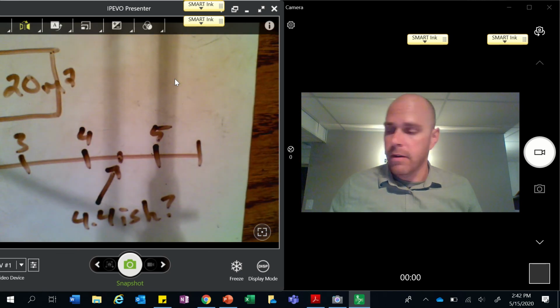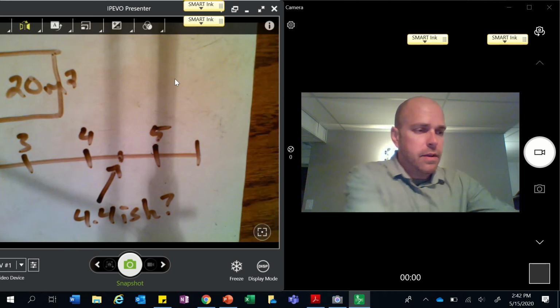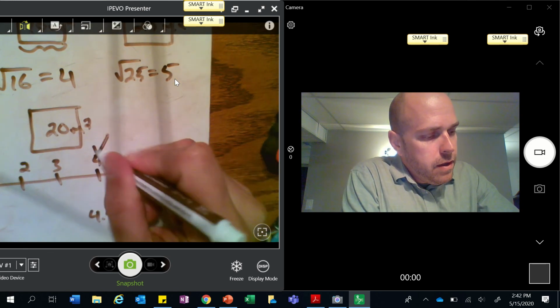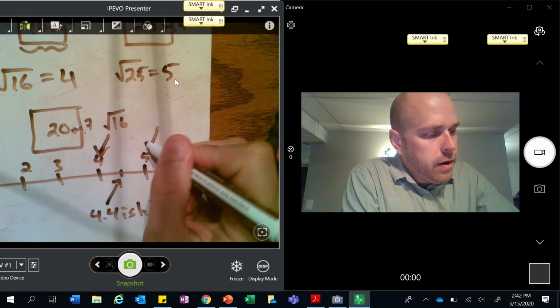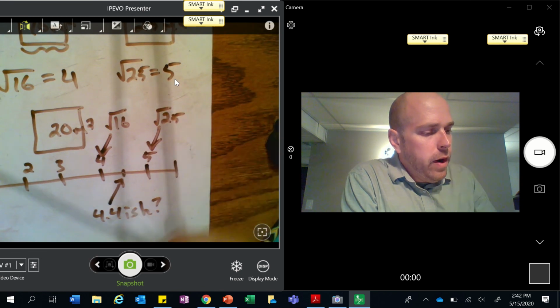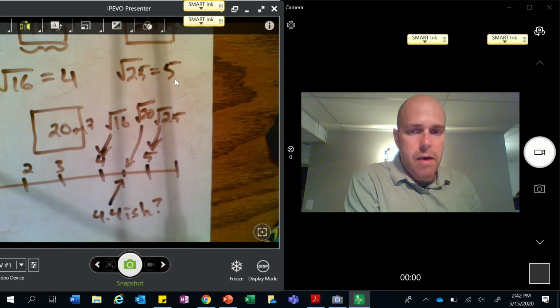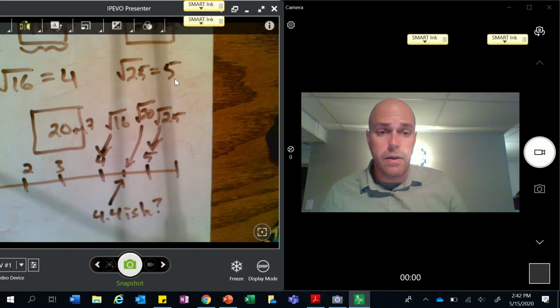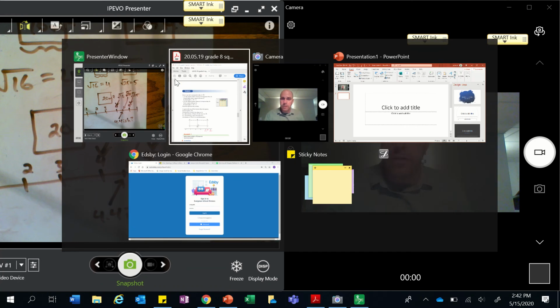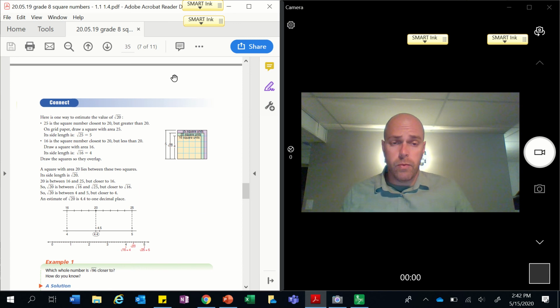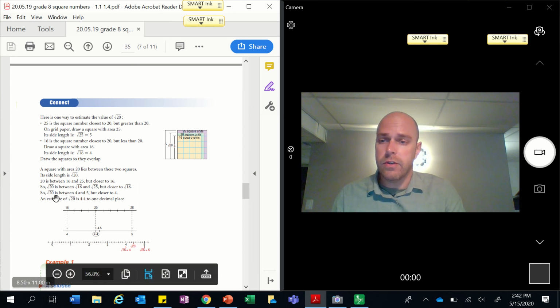I could have been closer, but all I had to do is first think, where is the root of 16? Where is the root of 25? Where is the root of 20 going to be? About there. So I know it's about 4.4-ish. All right, let's go back to the assignment. You can see that 1.4 is much more complicated. Once you've got the meat and potatoes from 1.1, now you're going to your estimates. And it shows you right here what I was just talking about. So you can go over that yourself.